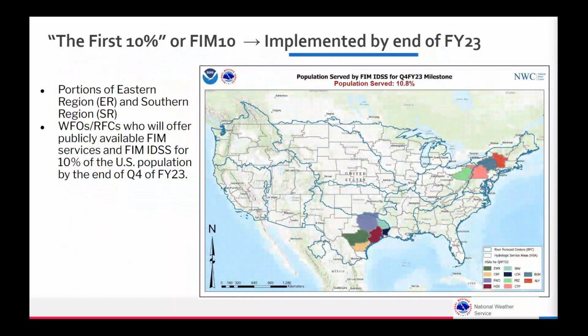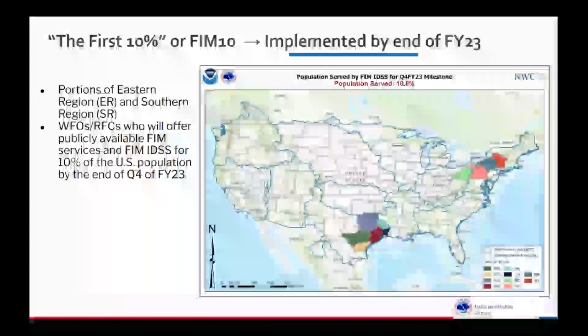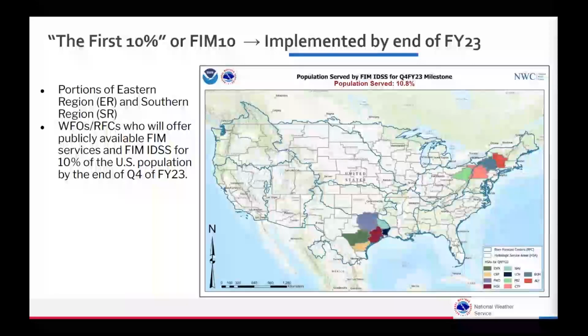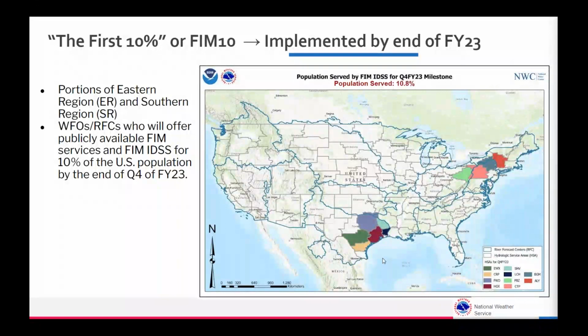So to show you, I mentioned the first 10%. This is a map of who those offices are that are in the first 10%. Notice there are none in Central Region, which is kind of why you haven't heard a lot about it so far. There's only several WFOs in there focused in Southern Region and Eastern Region. But again, these folks are the ones that are going to lead the effort.